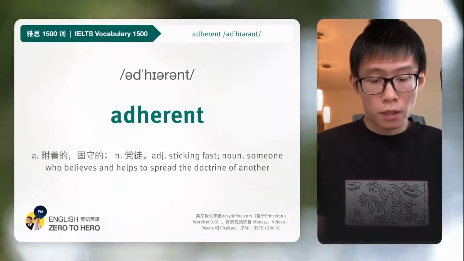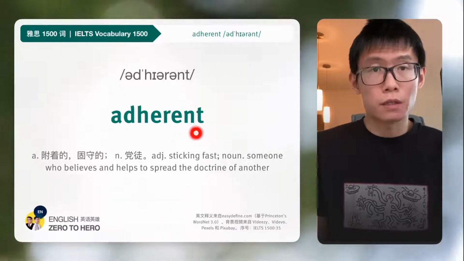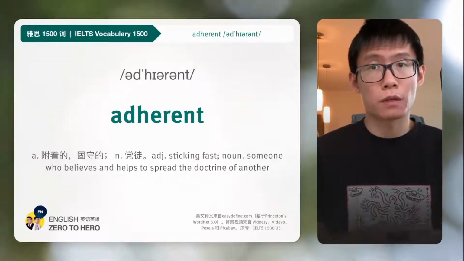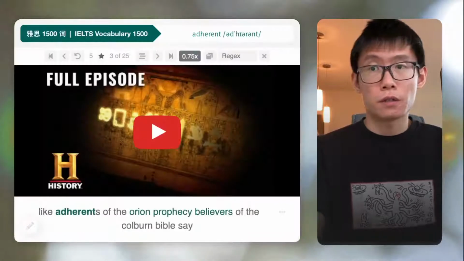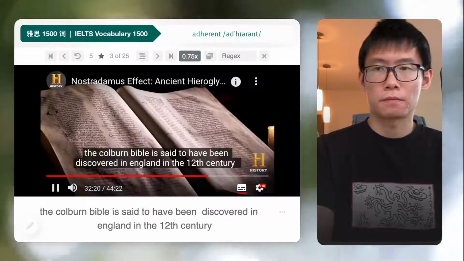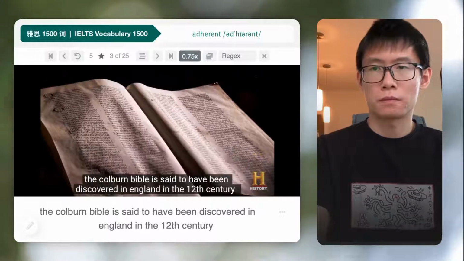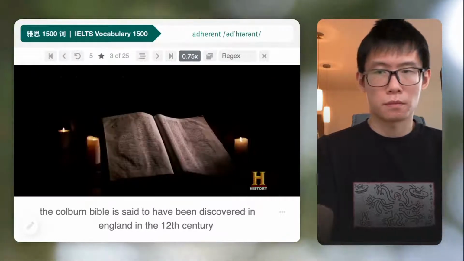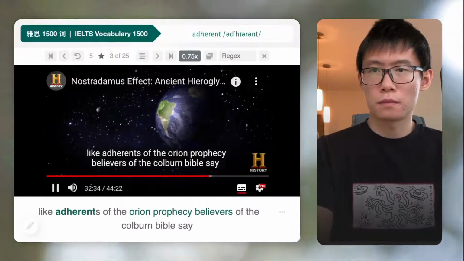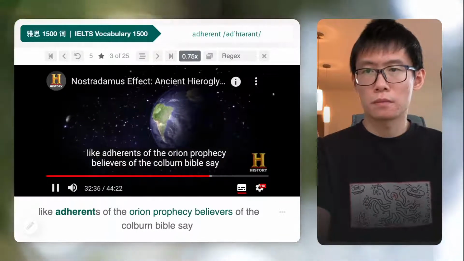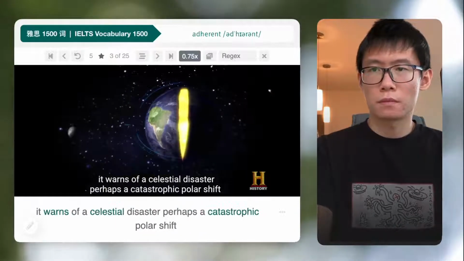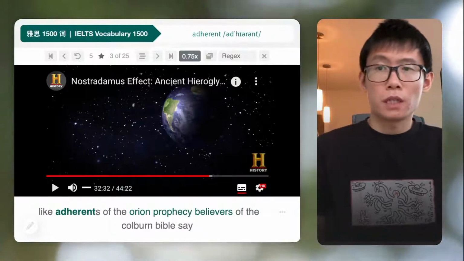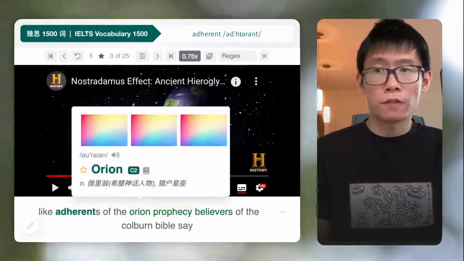The next word is adherent. An adherent is someone who closely follows something or someone who sticks to something. Let's take a look at adherence. The Colburn Bible is said to have been discovered in England in the 12th century. Like adherents of the Orion prophecy, believers of the Colburn Bible say it warns of a celestial disaster. Right. So adherence to the Orion prophecy.